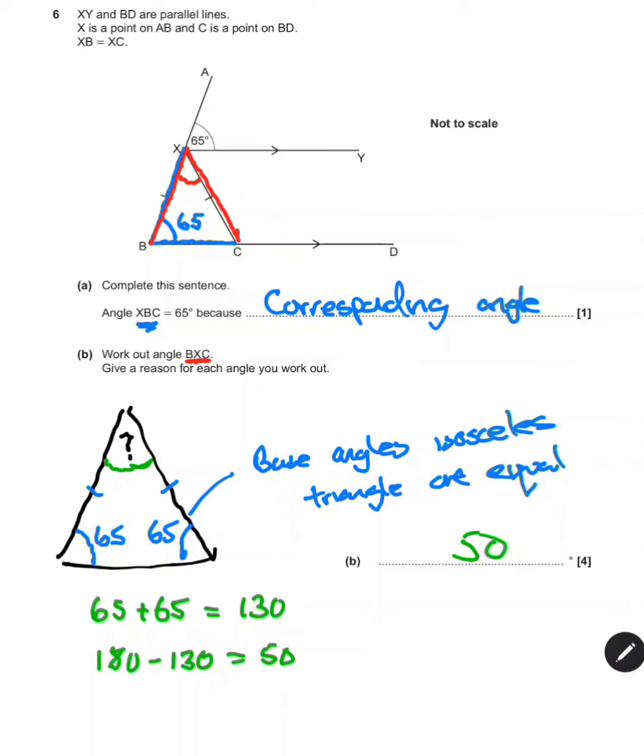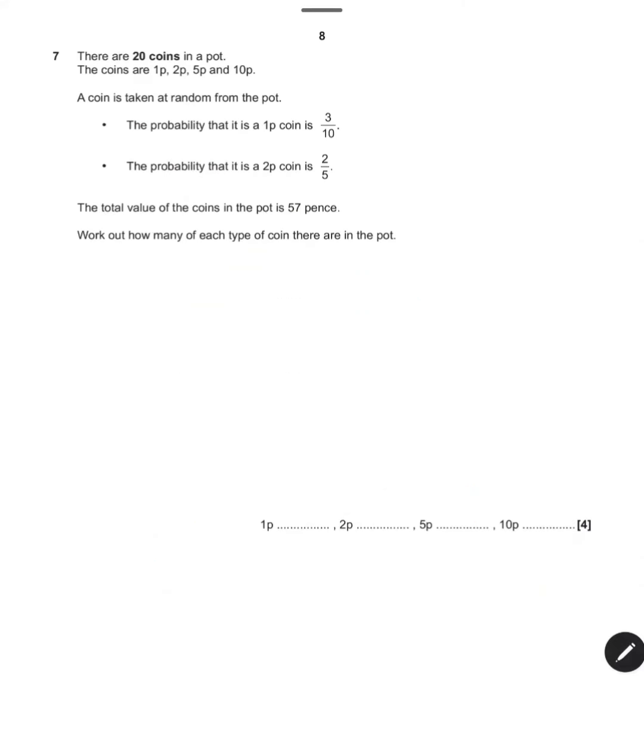We would need to say angles in a triangle add to 180 for full marks. Each of these reasons is a mark. The final answer is a mark, showing this 65 is a mark. Question 7, we've got 20 coins in a pot.